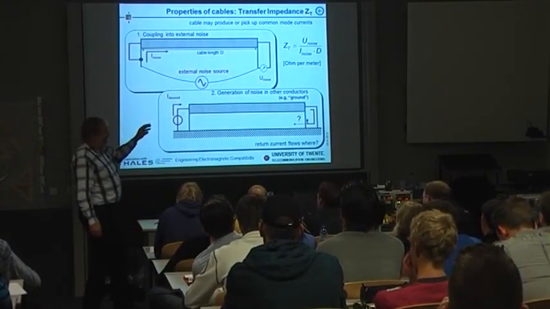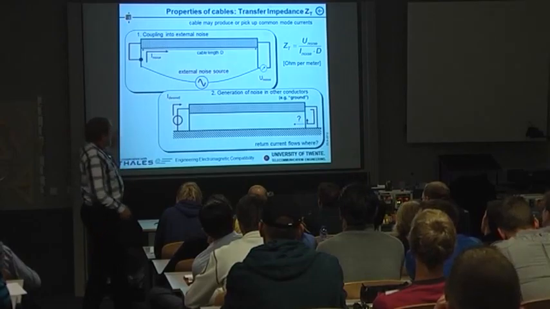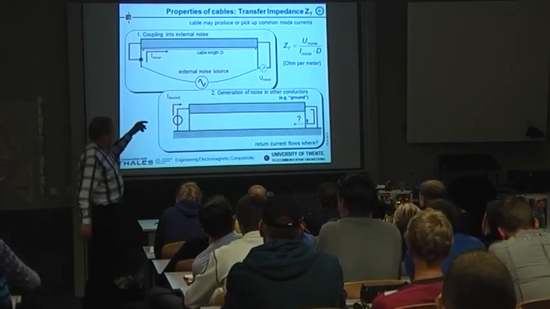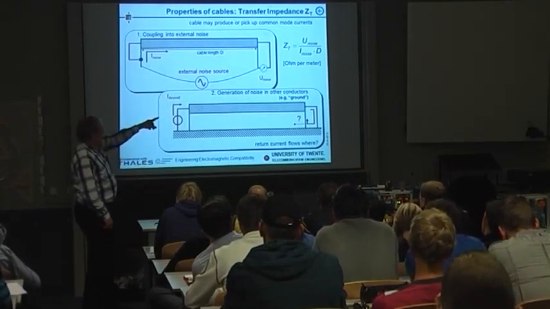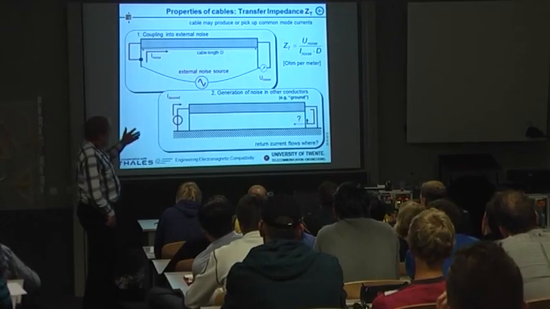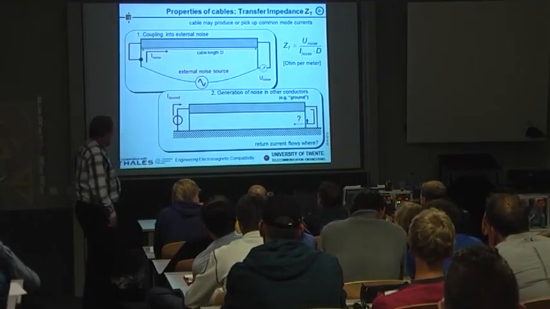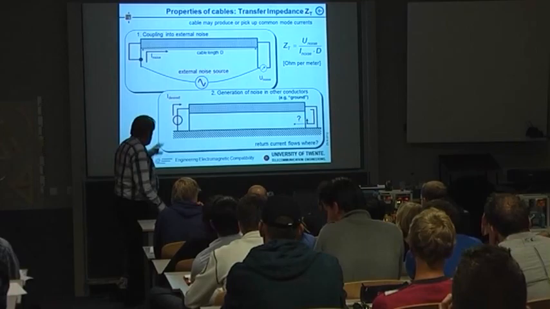Voltage divided by current and divided by the length of the cable. If you make it twice as long, you get twice as much. Transfer impedance. That's the way current is transferred into voltage. Or the other way. Here, it's the other way.